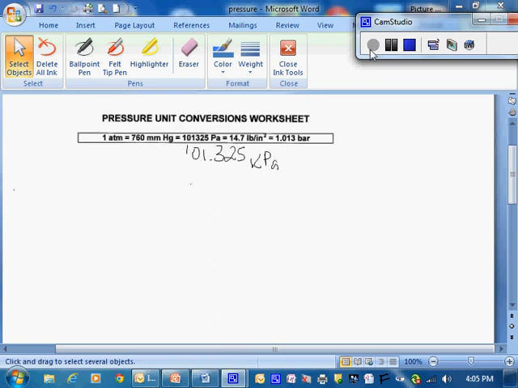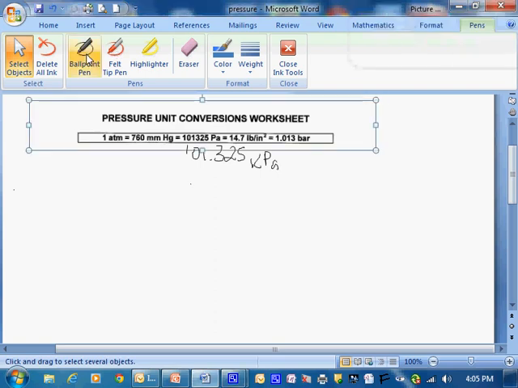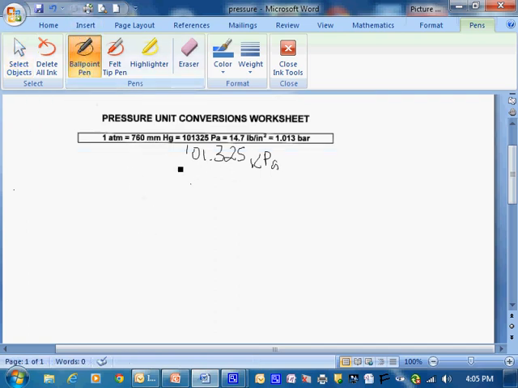Okay, let's go through a quick example of how to convert pressure units. Here at the top in this box you can see all the different units. They're all equal to each other. 1 atmosphere is equal to 760 millimeters of mercury, which is equal to 101,325 pascals. And then also you can see kilopascals we use a lot more often.